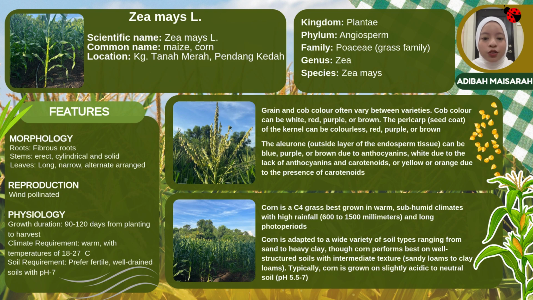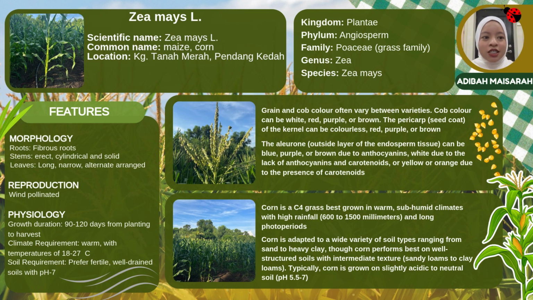As we all know, the Zea mays species has grain. The grain and cob color often vary between varieties. Cob color can be white, red, purple or brown. The pericarp, which is the seed coat of the kernel, can be colorless, purple or brown.